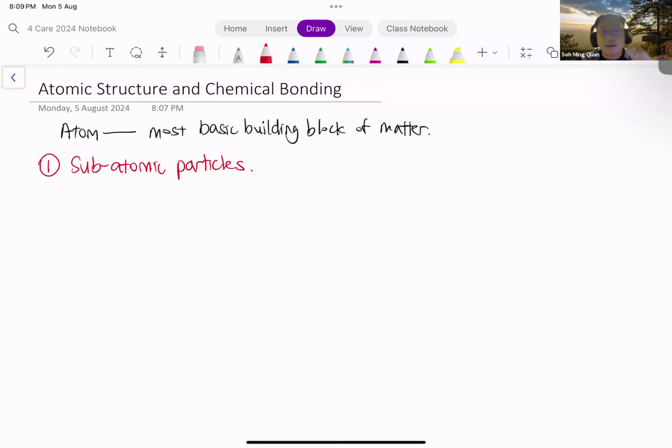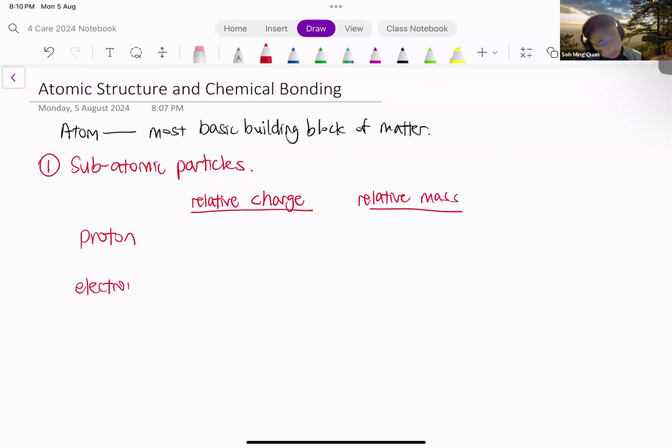So your atoms are made up of three types of subatomic particles. Of course, you have learned this before. The three types of subatomic particles differ in terms of their relative charge and their relative mass. The three subatomic particles that we are talking about are protons, electrons, and neutrons. I'm sure you remember these three.